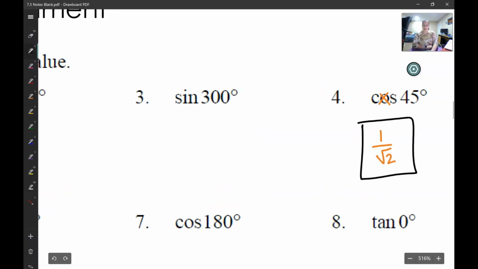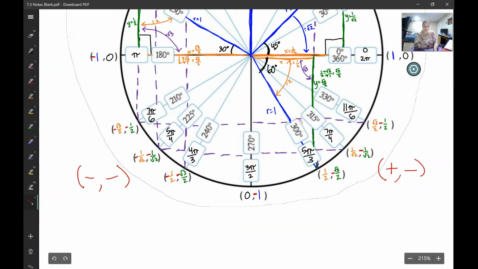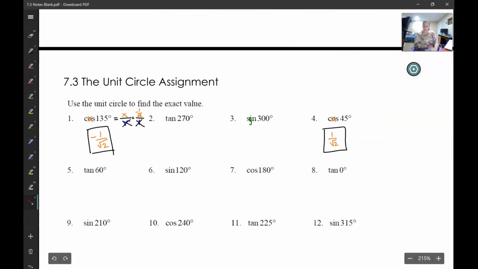Okay, let's try a sine one, number 3. Remember, we remembered that sine is the y value because you can draw a little y using that I. So if sine is the y value, it's actually y over r, but once again, r is just 1 because it's the unit circle, so it doesn't particularly matter. So I'm going to go to 300 degrees on my unit circle and find my y value. And that's my answer. So let's go up to 300 degrees. There it is. There's my y value, -√3 over 2. So that's my answer.